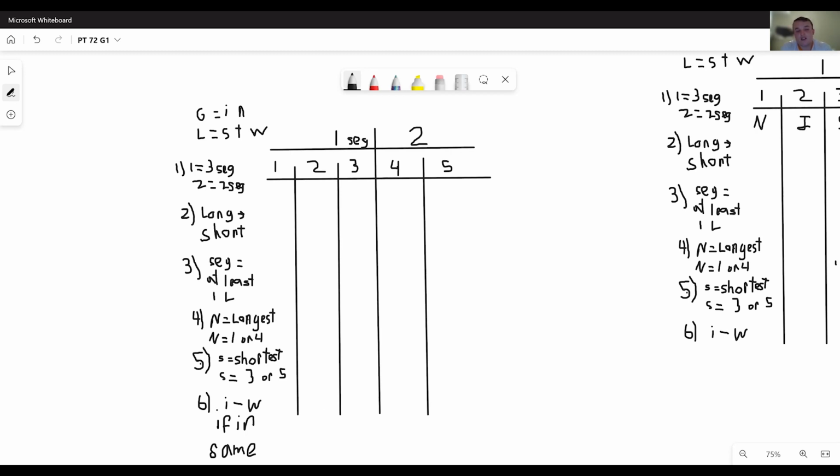Next, we see that each segment contains at least one report of local interest. So within both segments 1 and 2, there's going to be either a sports, traffic, or weather report in each segment.